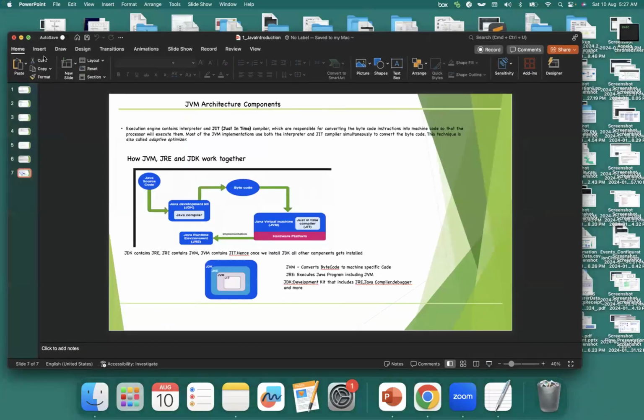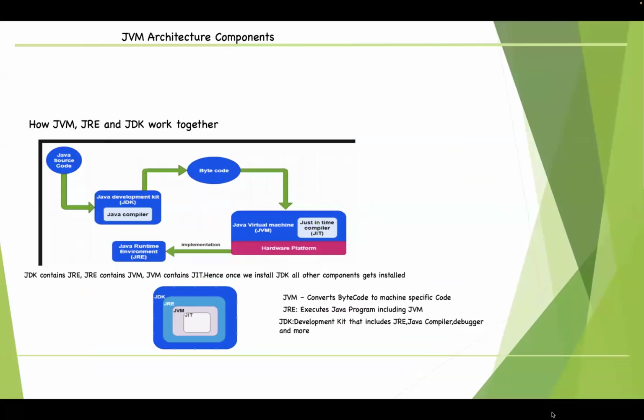Now, how do these three work together internally? How do JVM, JRE and JDK work together? What is the flow here? The same four steps which I have explained appear here. Programmer, Java source code: the programmer develops a program and saves it. Now the Java compiler will come into the picture. Who gives the Java compiler? The Java Development Kit. JDK will provide the Java compiler.